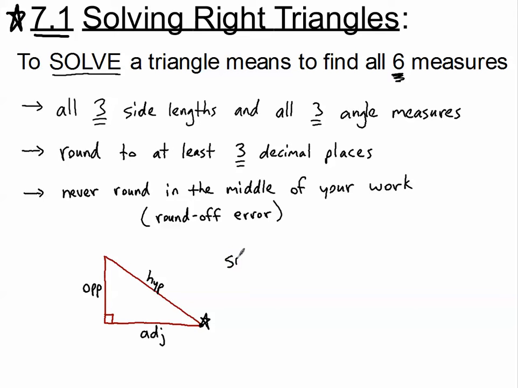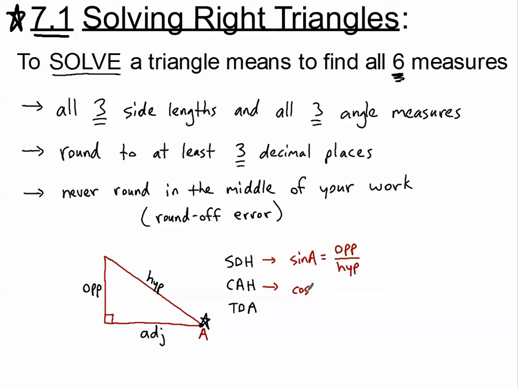So sohcahtoa is a simple memory trick to remember all 3 of our main trigonometric functions. SOH represents the sine function, and the sine function is going to be equal to, here, let me do this. Let's put an angle here, and I'll call it angle A. So we'll say that the sine of A is equal to the opposite, that's the O, divided by the hypotenuse, that's the H. So SOH for sine.